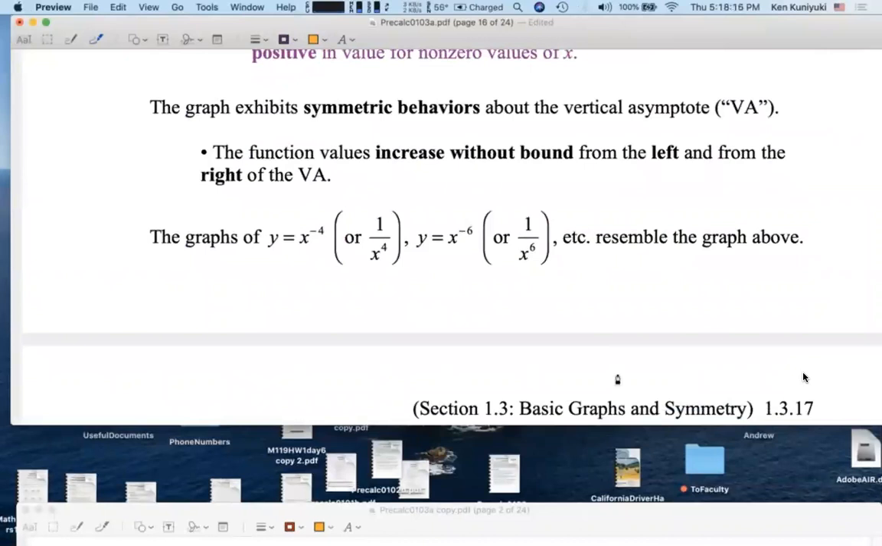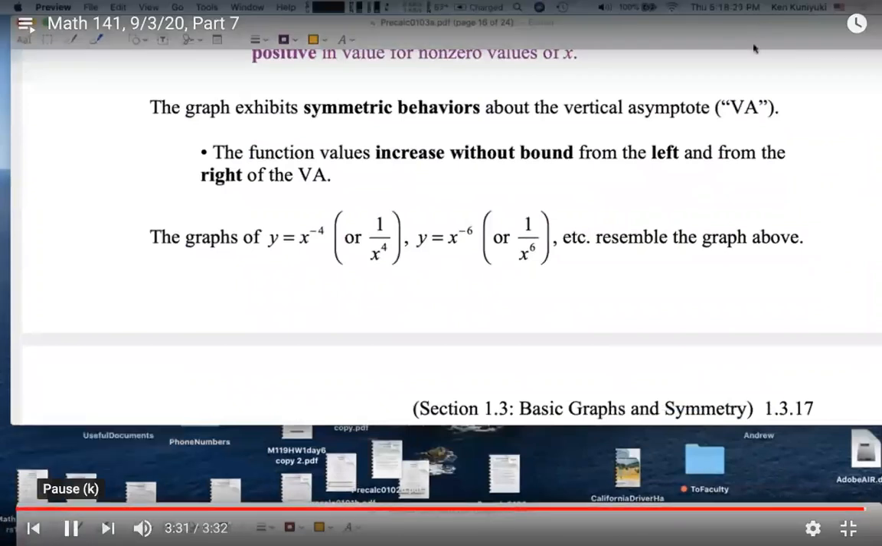Next, what about y equals x to some other rational exponents? Okay, any questions? We'll probably end the videos around 8:10 to 8:15 or so. Any questions?